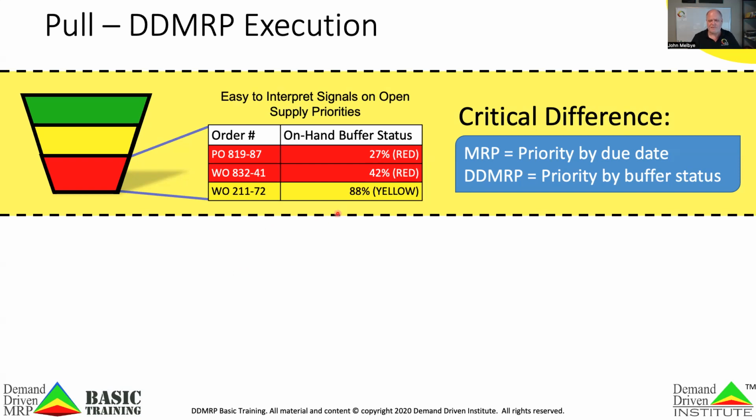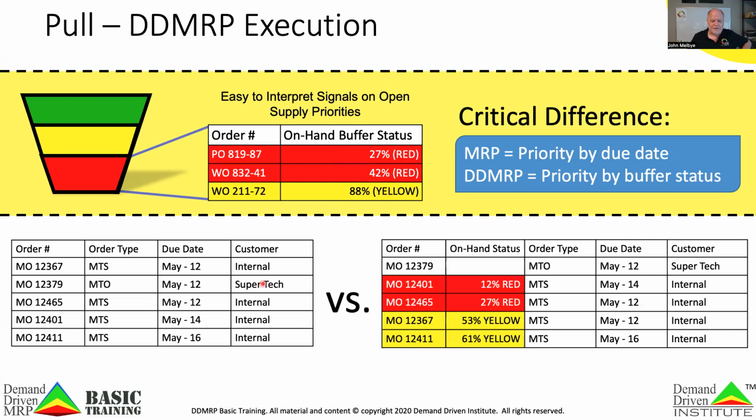DDMRP tries to switch away from due date and says, for the buffered components, I want to know my status. And my on-hand buffer status, which is different than the planning buffer status, says I'm at 27%, I'm in the red, I'm at 42%, I'm in the red, and I'm at 88%, I'm in the yellow. My most urgent item is this 27% in the red. And I can watch that over the time of the lead time. I know when I need to expedite based on this, not the constantly changing expedite requirements based on constantly changing due dates and quantities.